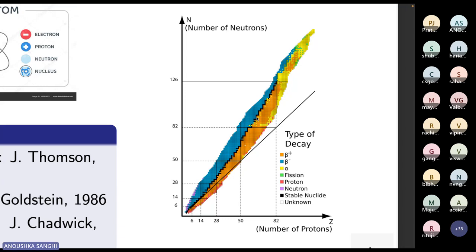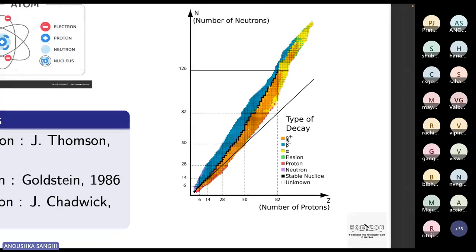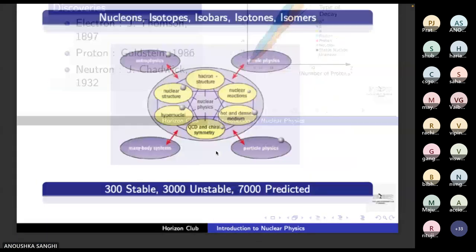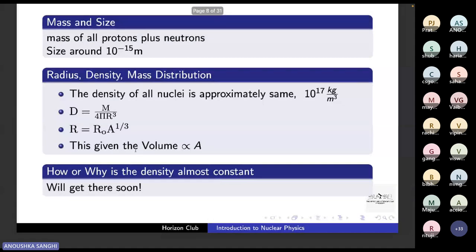So there's an explanation. And since we have talked about binding energies, density and mass relations, I think you can answer this: why is the density almost constant?